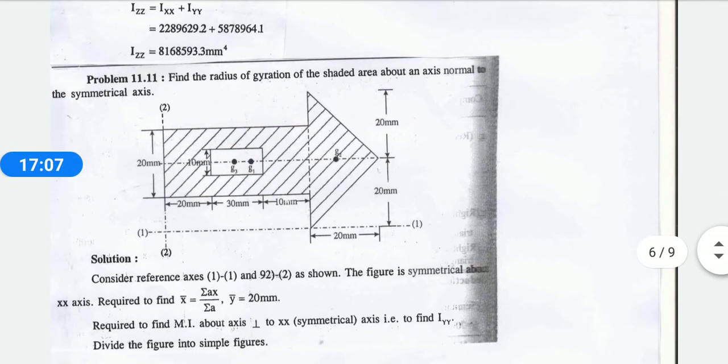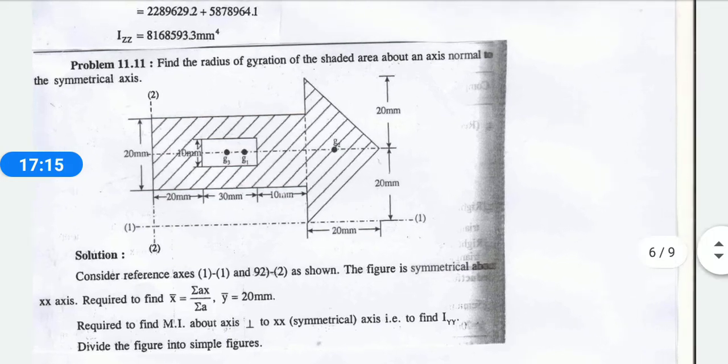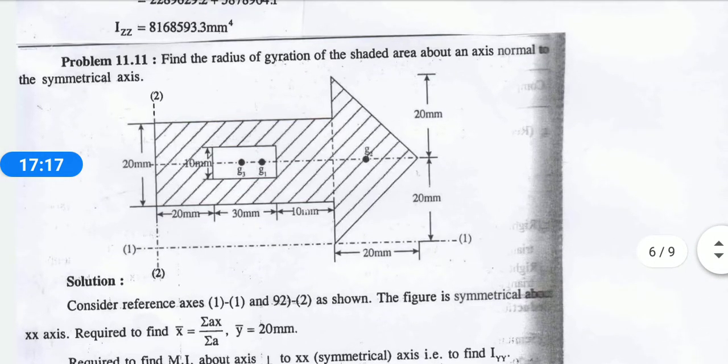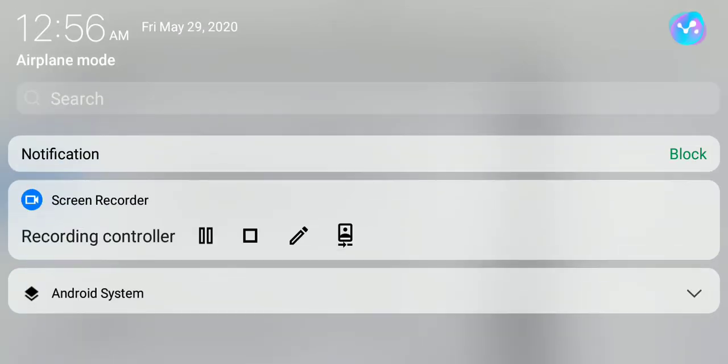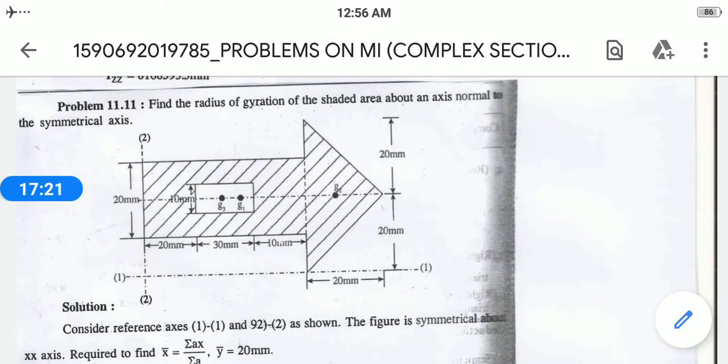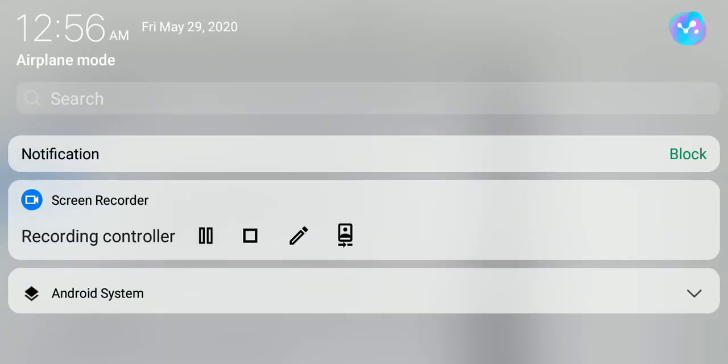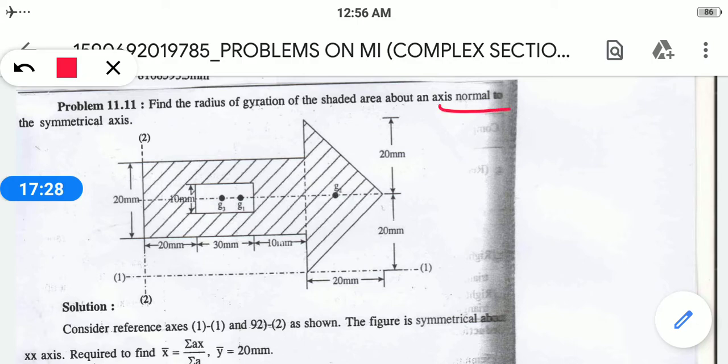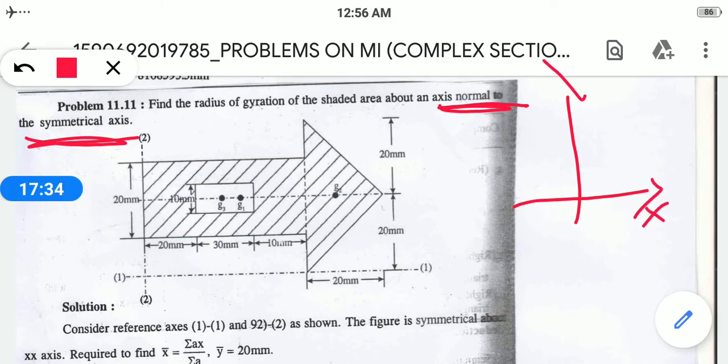Now we'll move to one more problem. Find the radius of gyration of the shaded area about an axis normal to the symmetrical axis. In the question, they had given that it is normal to the symmetrical axis. See, normal means it is perpendicular. So which axis will be perpendicular, x or y? Y will be our perpendicular axis.